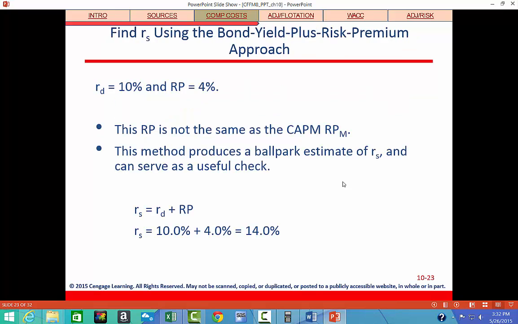And then we have the final method, the bond yield plus risk premium, and you just take RD plus a risk premium, and in the questions here, they tell you the risk premium. So usually the risk premium is from 3 to 5%, and so they've chosen 4. So we're just adding 4 and the rate on debt of 10, so we get 14%.